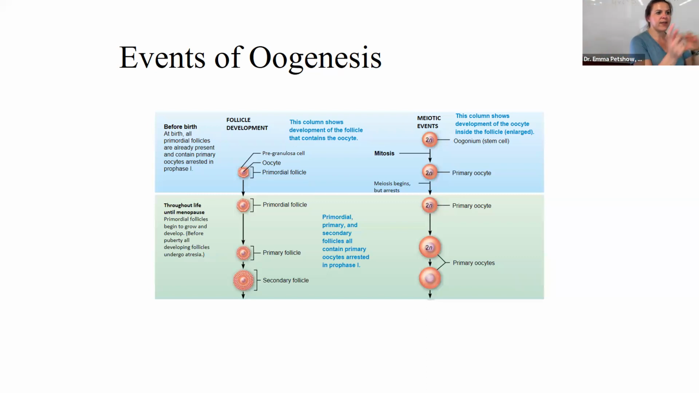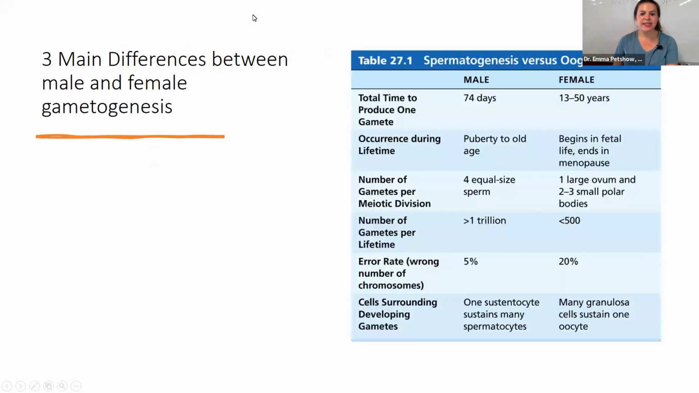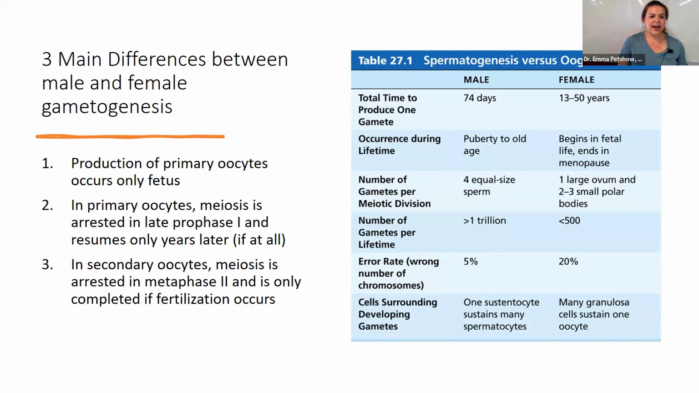And so I will try to clarify: this is the ova that we're focusing on, oogenesis. This is the follicle that's supporting said ova, okay? So this is our overall process. The three main differences between male and female gametogenesis: the production of primary oocytes occurs only in the fetus. It's different than males. They can produce their primary spermatocytes from spermatogonium all throughout their life. In the primary oocytes, meiosis is arrested in late prophase 1 and resumes only years later, if at all. And in secondary oocytes, meiosis is arrested in metaphase 2 and is only completed if fertilization occurs.